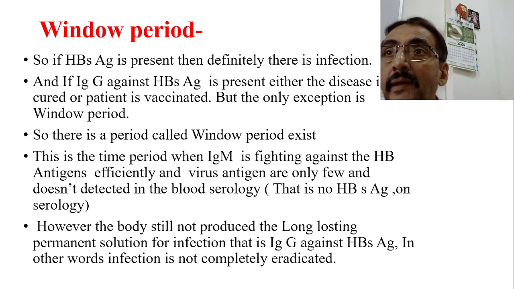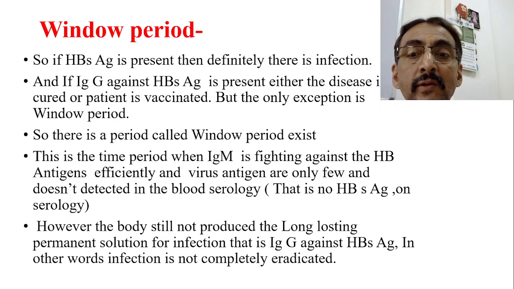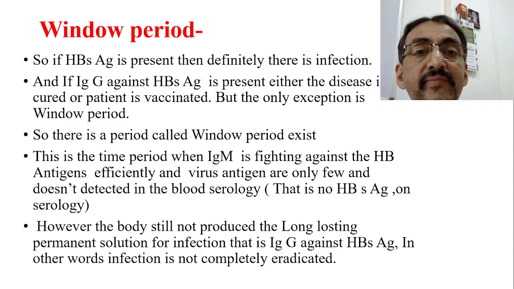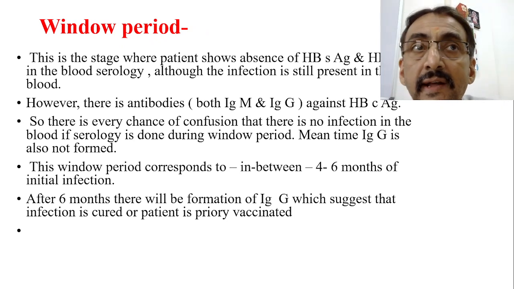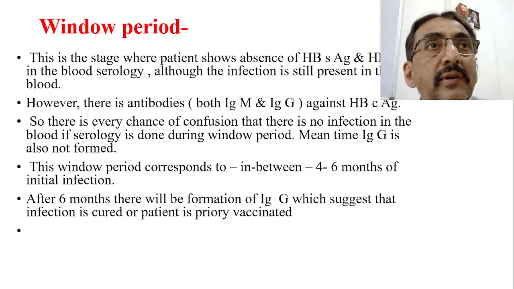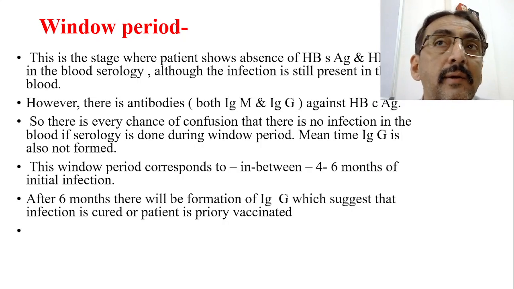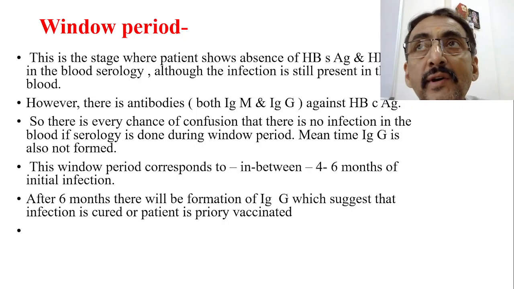IgM is also fighting. As it's fighting very efficiently, the IgM number may to some extent increase or may come down. But IgG is definitely not produced. This is such a transitionary period, so this period is called the window period. We should not get confused by this window period. This is the stage where the patient shows the absence of HBsAg. If you look into the blood serology, HBsAg is not there because IgM is fighting efficiently, and HBeAg is also not there, although the infection is still present in the blood. Because IgM is efficiently fighting, their number is less. So even in the presence of infection, it shows that there is no HBsAg.